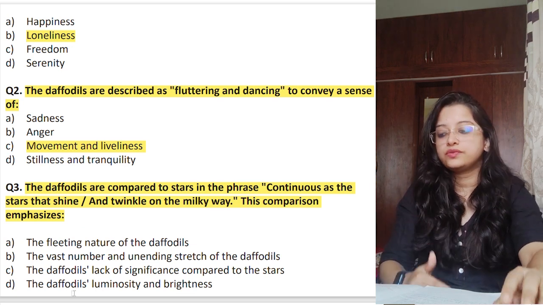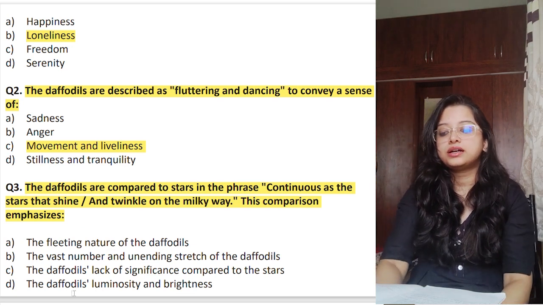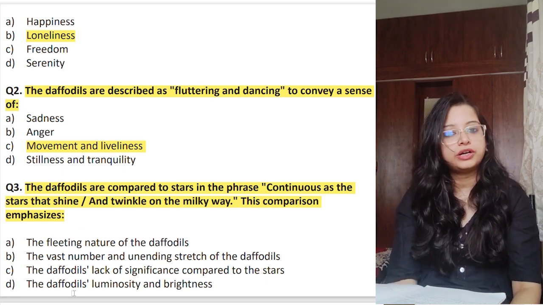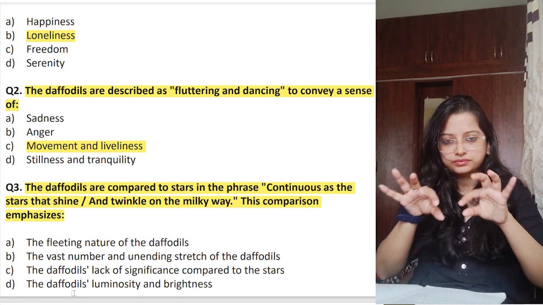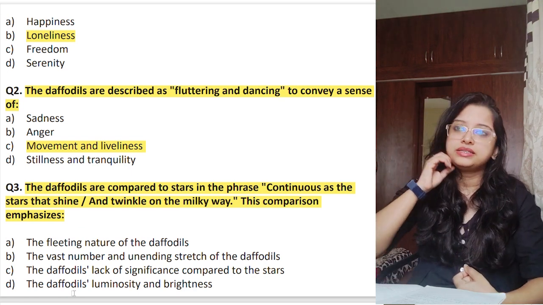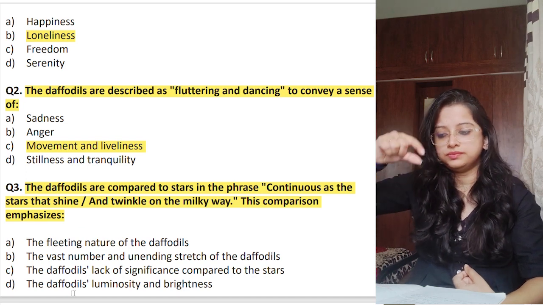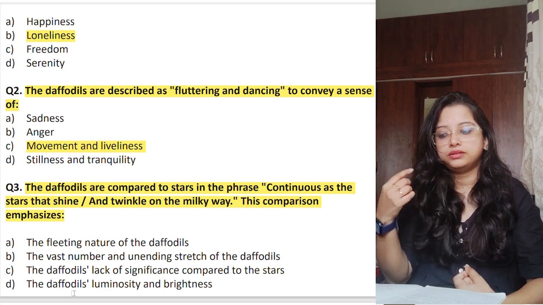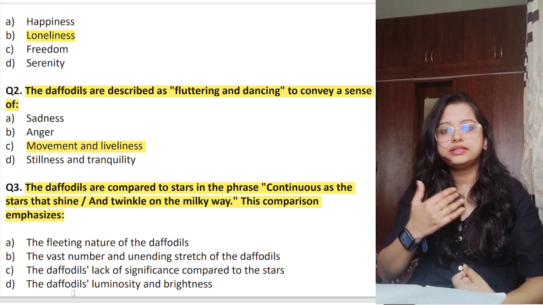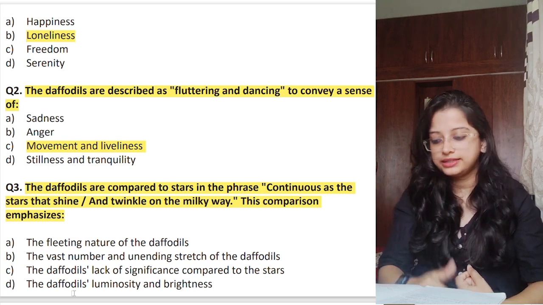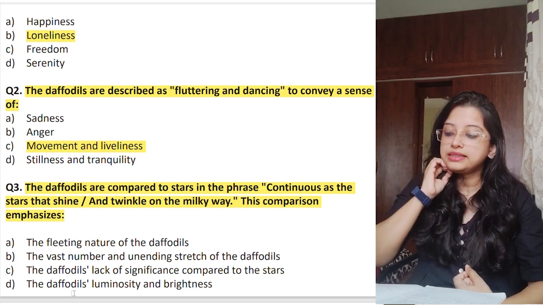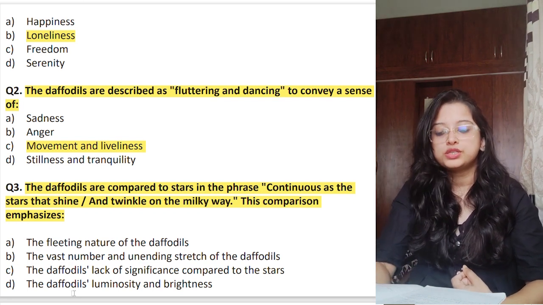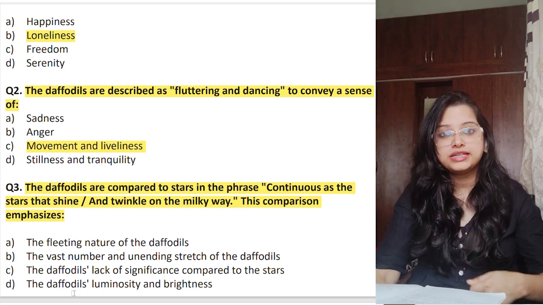This is from the next stanza, where we read: continuous as the stars that shine and twinkle on the Milky Way, they stretched in a never-ending line along the margin of a bay. There is a comparison with the stars in the Milky Way, a never-ending, continuous line. Just as in the galaxy you see stars one after the other, similarly the daffodils also have no gap in between, continuous daffodils beside the lake. How many did I see? Ten thousand saw I at a glance. At a glance you cannot understand that there are 10,000 flowers, so this is a hyperbole. You are exaggerating the idea.